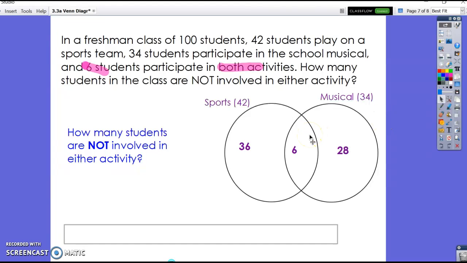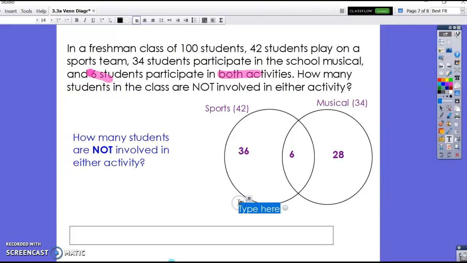We have a bigger question for this problem. Our bigger question is over here. How many students are not involved in either activity? Well, let's take a look at this. If we're thinking about this, we know that 36 plus 6 plus 28 are all the students who are involved in both a sport or a musical. Well, if we add all those up, that tells us that 70 people, right? 70 people are involved in sports or the musical or both.